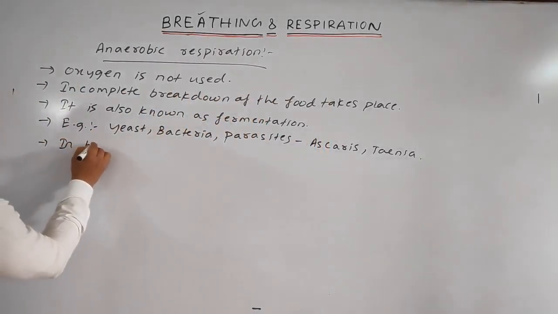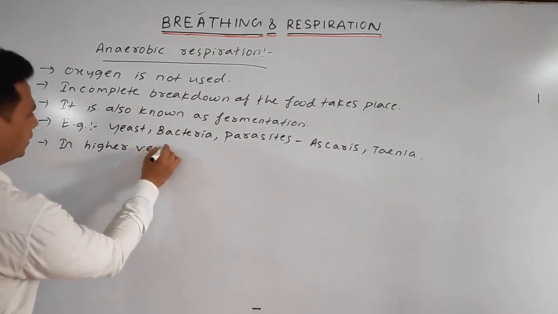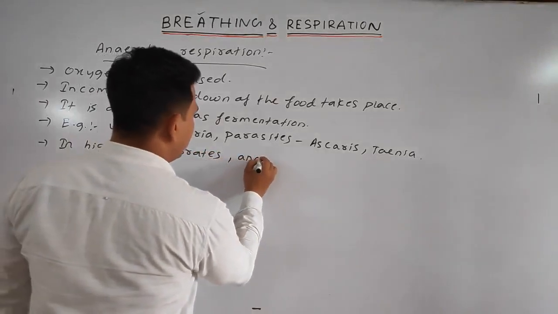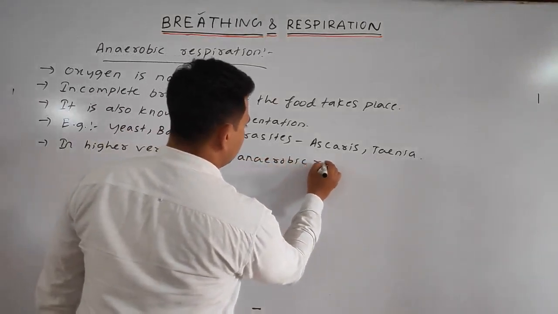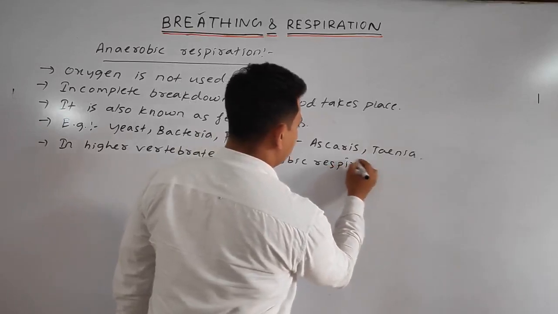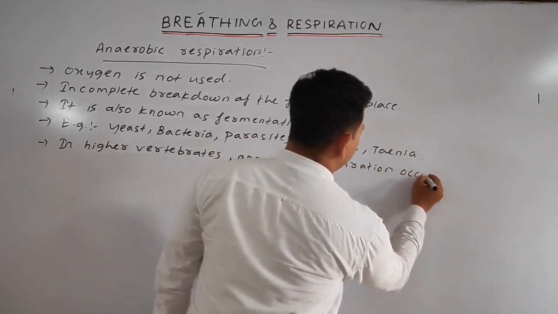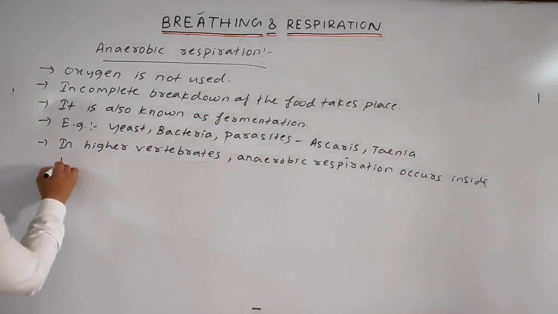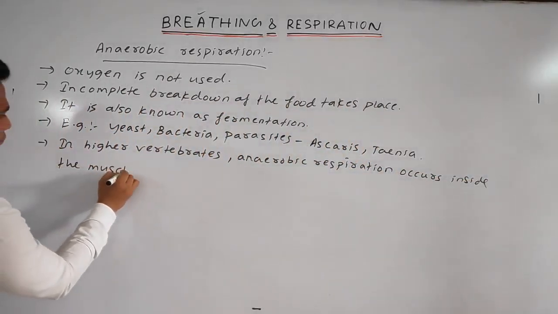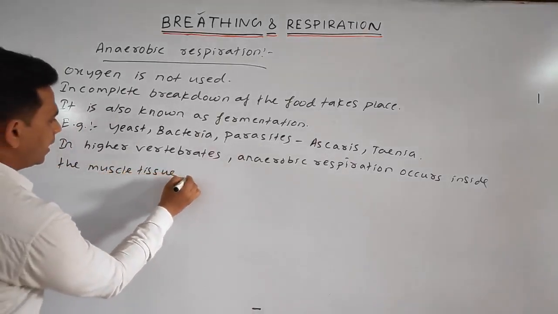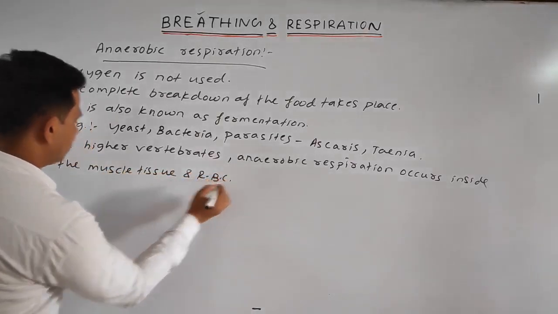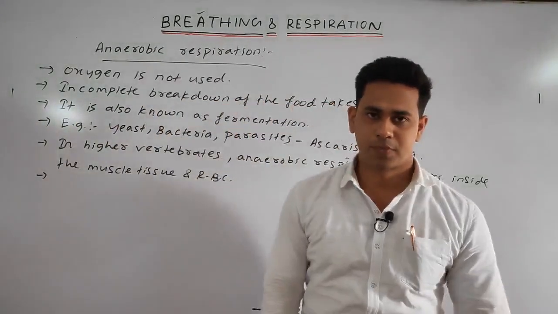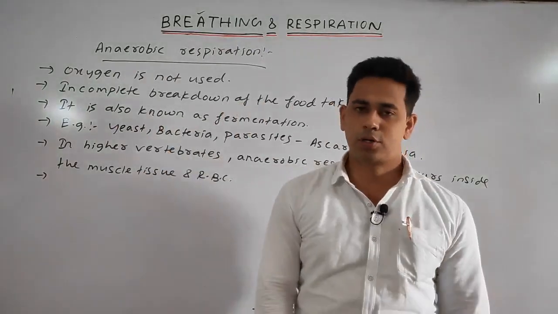In higher vertebrates, anaerobic respiration occurs inside the muscle tissue and RBC. Okay. Next, the various byproducts that we find.